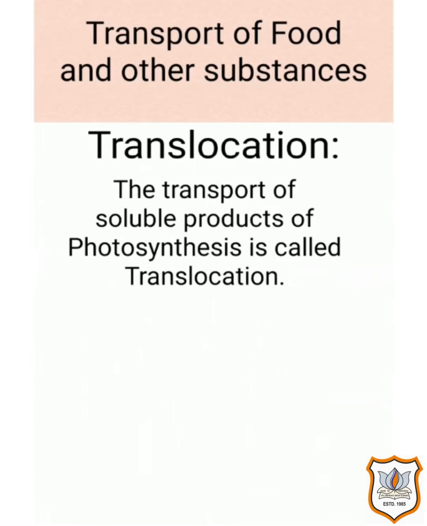Next, the transport of food and other substances through phloem. The transport of soluble products of photosynthesis is called translocation. Translocation occurs in the part of the vascular tissue known as phloem. Besides the products of photosynthesis, the phloem transports amino acids and other substances. These substances are specially delivered to roots, fruits, seeds, and to growing organs where it is stored.